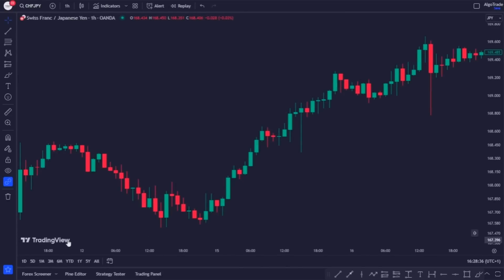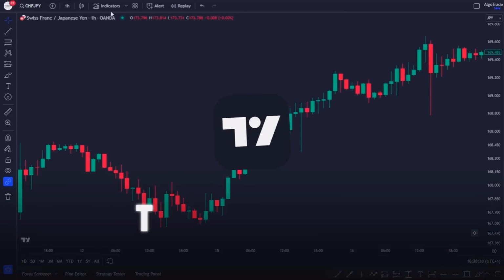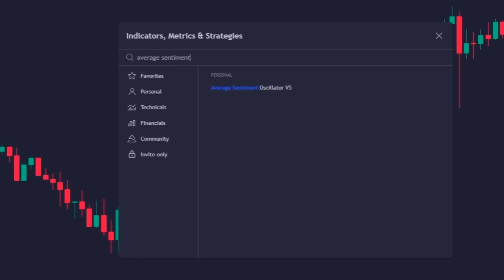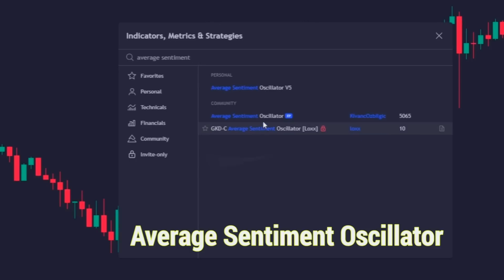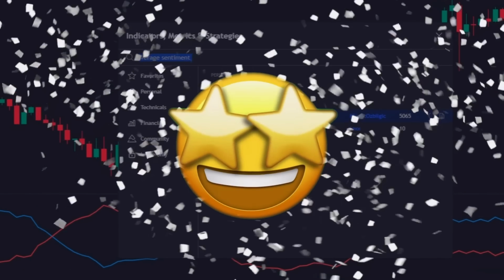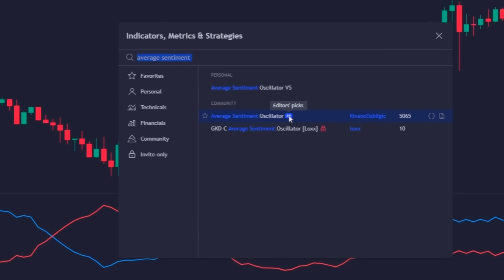So, as usual, let's start by adding the indicator to our TradingView charts. First, click on Indicators, then type Average Sentiment Oscillator, and you can use this version provided by this trader, which is free. And, as you can see, this indicator is ranked as an editor's pick by TradingView, which is a status given only to the best trading tools.